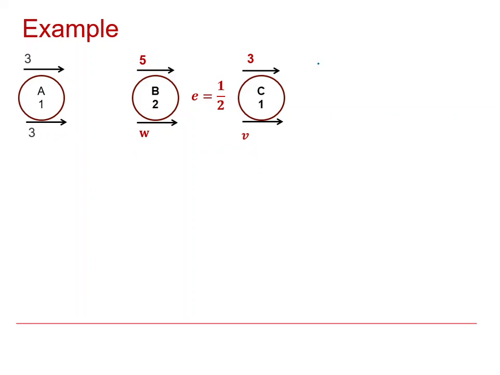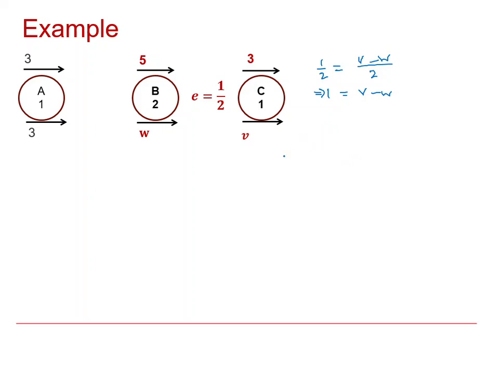So again we apply restitution law. We'll have a half is equal to the velocity of separation, v minus w, over the velocity of approach, which is 5 minus 3, that's 2. So that's telling us that v minus w is equal to just 1. So that's restitution law, and there's not much more to that.